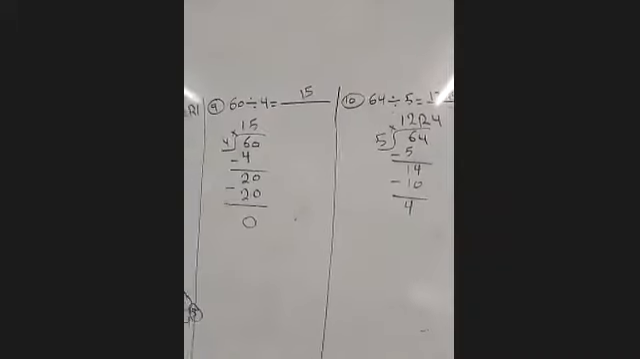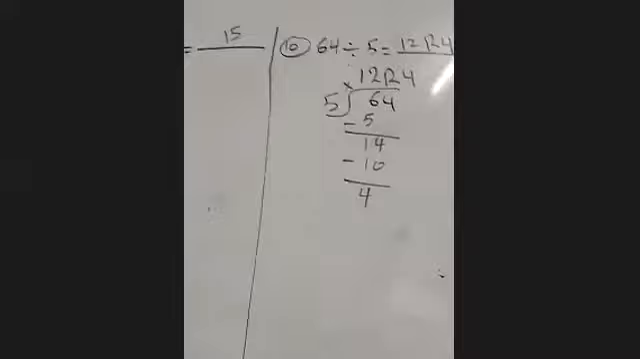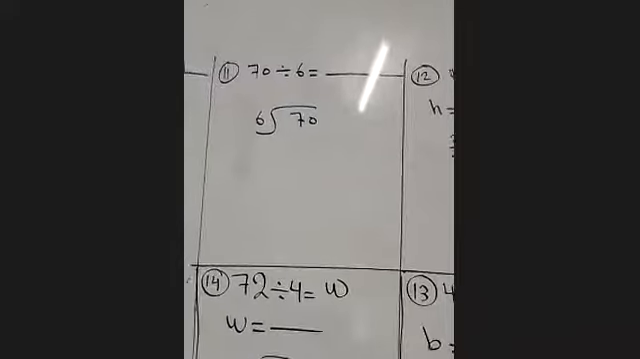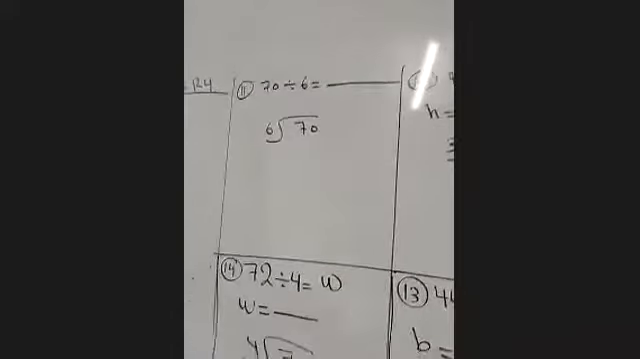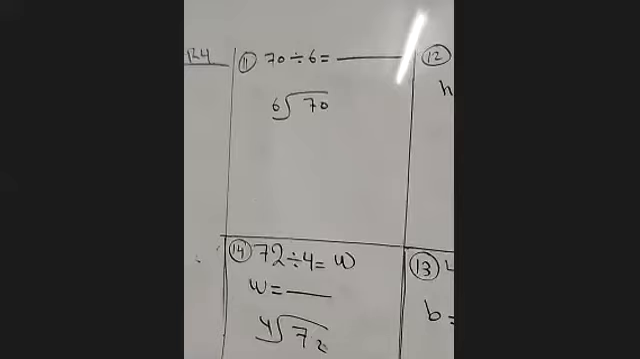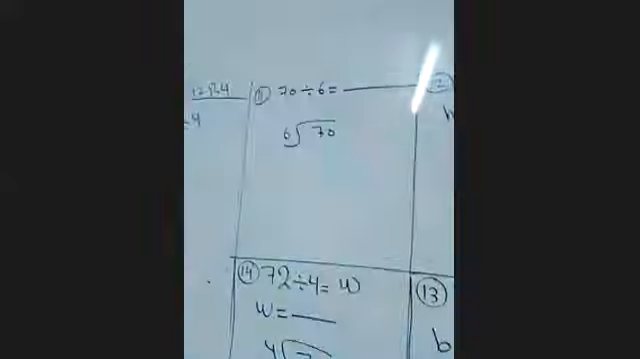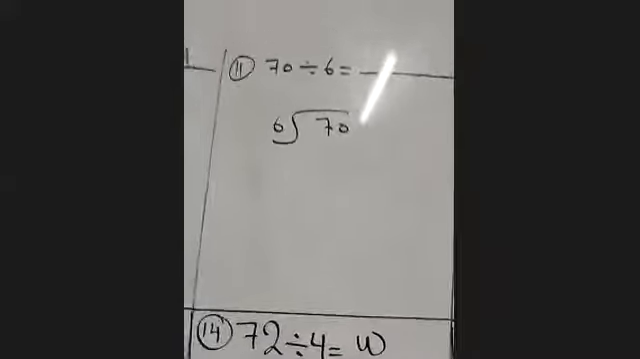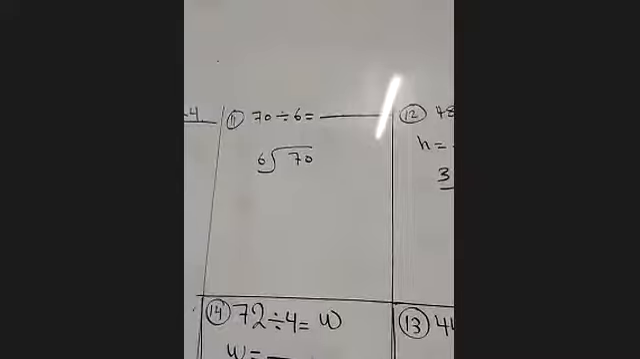Okay, guys, now we'll do question 11 together. This is question 11: 70 divided by 6. Yes, 70 divided by 6. 7 divided by 6 is 1.